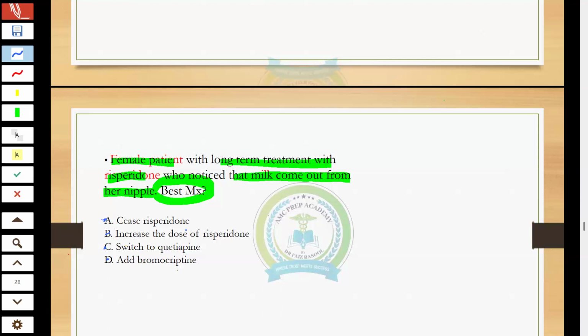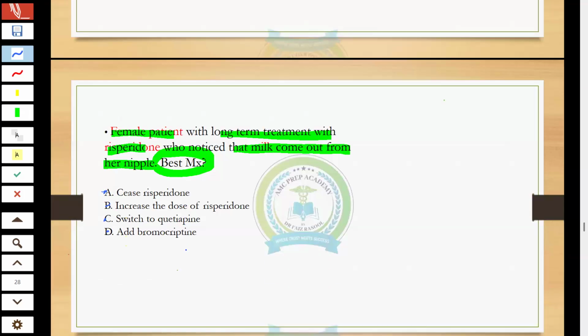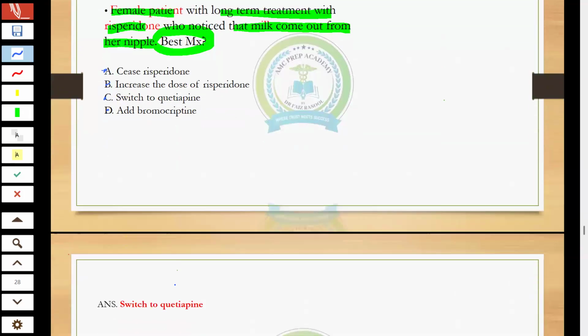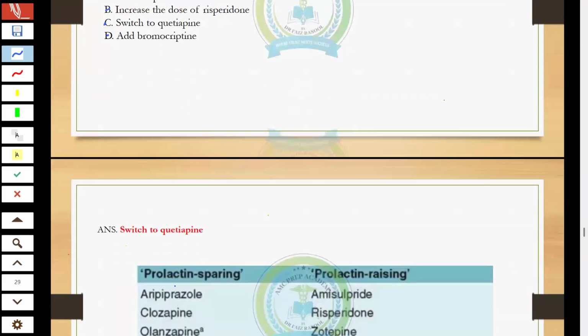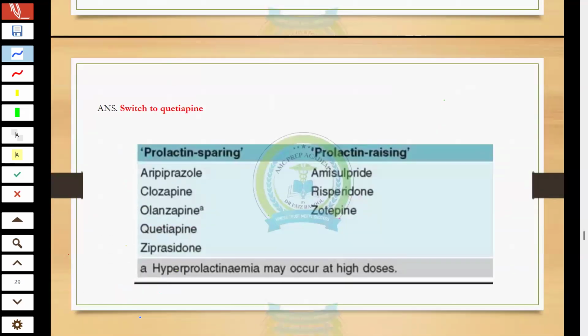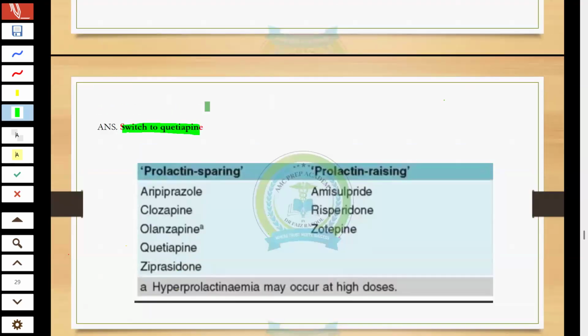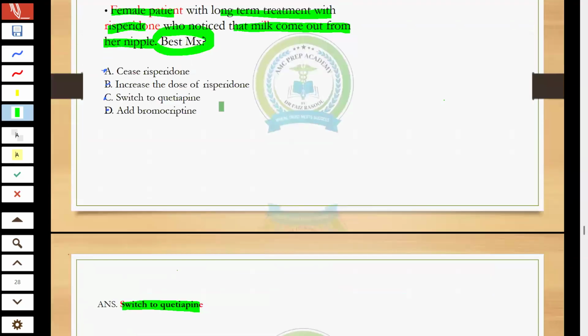Okay, it means the majority is with C and a few with D as well. Okay, let me see the answer. Switch to quetiapine. Switch to quetiapine is the next best step.